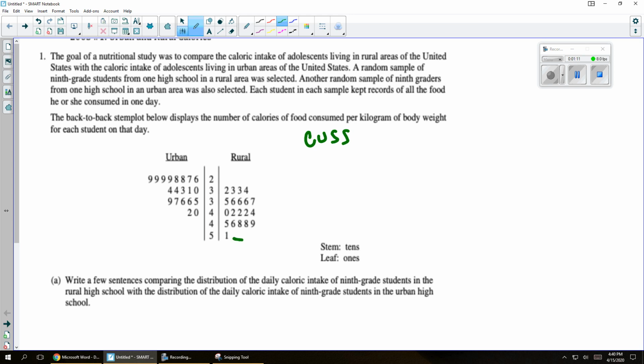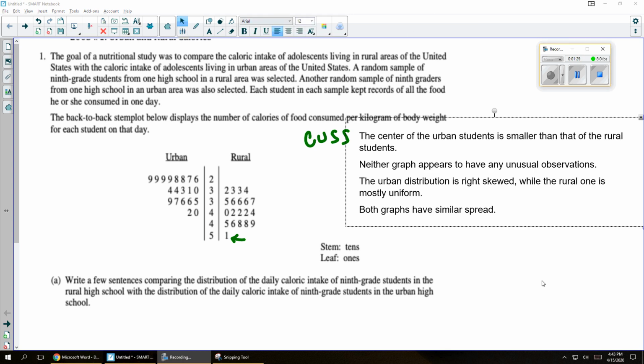I know this number here is confusing, but we don't want to let one number flavor our whole feeling about it. And it looks like the spreads are about the same for both groups. It's considered a plus if you actually included numbers in here, but not necessarily a requirement. So here I've typed it up for you. You wouldn't have to leave it in this format, but I tried to do it where you can see the center, unusual observation, shape, and spread in that way.